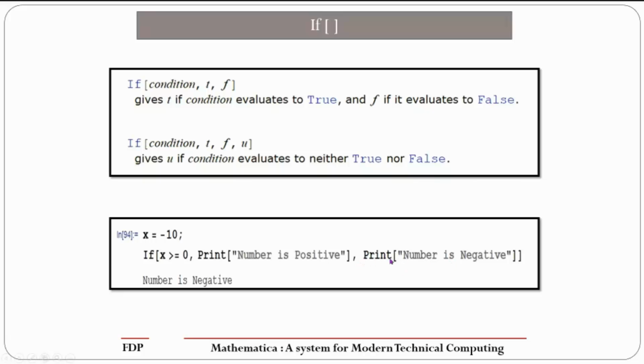So this is the print. Print is the function for printing your values or your string. A string is basically your numbers, your sequence of numbers, your alphabets, and a string is always written in double quotes. I have already discussed it, a string with double quotes like this one. So print number is positive, print number is negative. Because this condition is false, we go to the third portion, and the answer will be number is negative. So basically this is how if works.